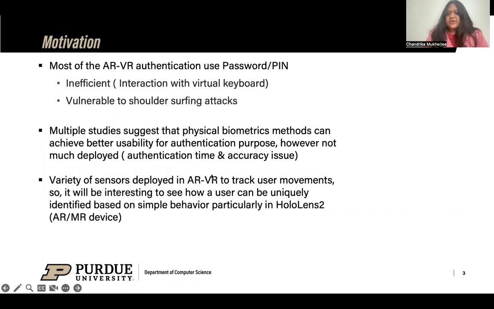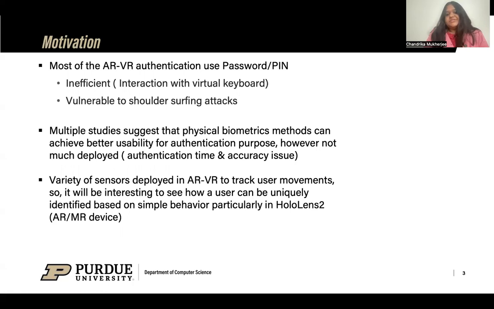Most of the AR/VR devices use a password or PIN for authentication. However, to do so, a user has to interact with a virtual keyboard. To input strong passwords using a virtual keyboard can be difficult because of its latency issues, and therefore users choose weaker passwords most of the times. Many of the AR/VR applications are designed to be used in shared environments, and as the passwords are not strong, an attacker can easily detect them. Therefore, this AR/VR authentication system is prone to shoulder surfing attacks.